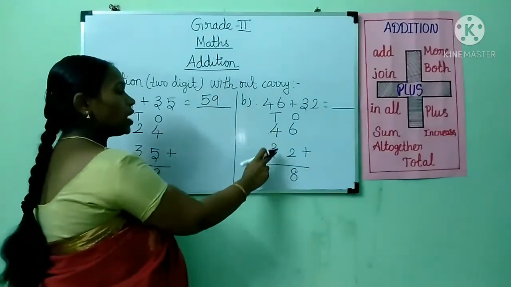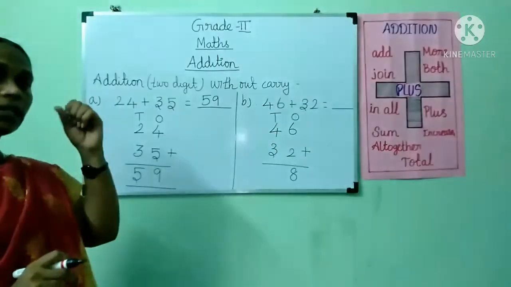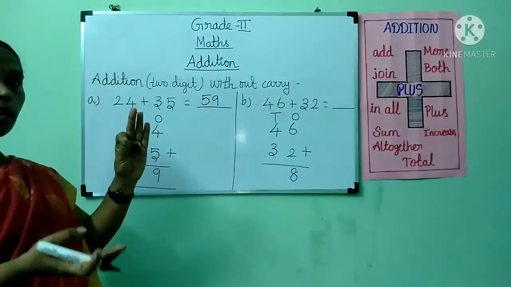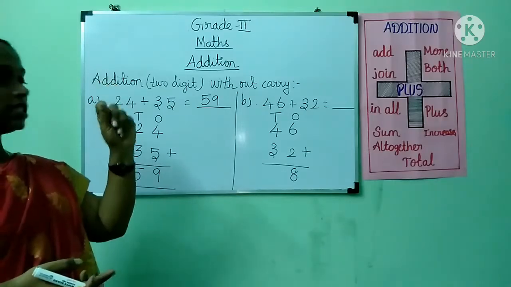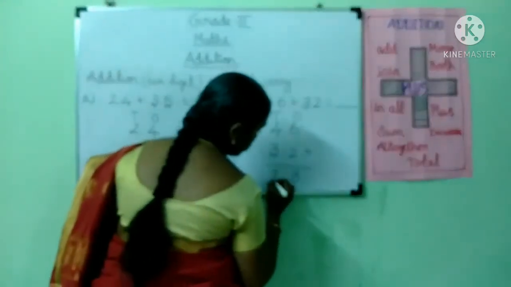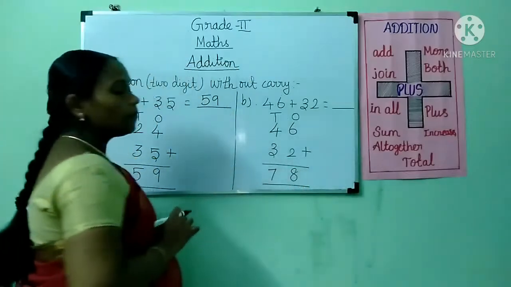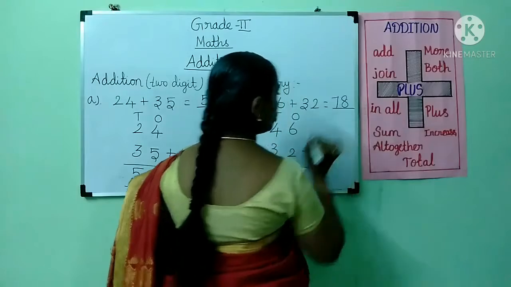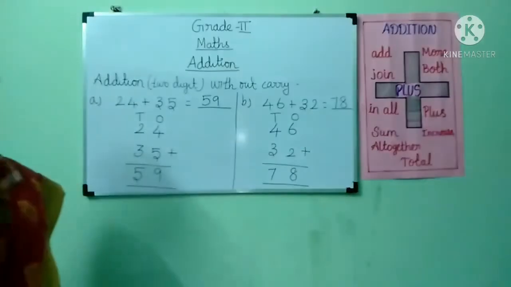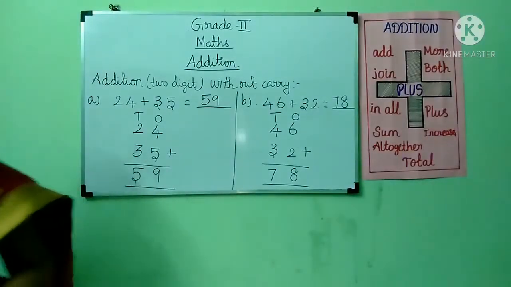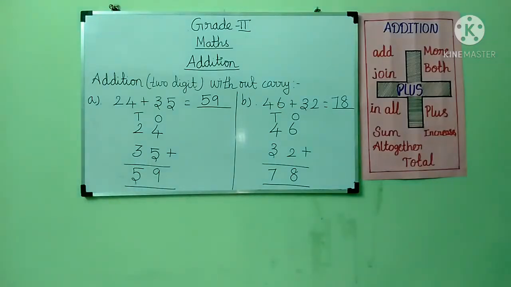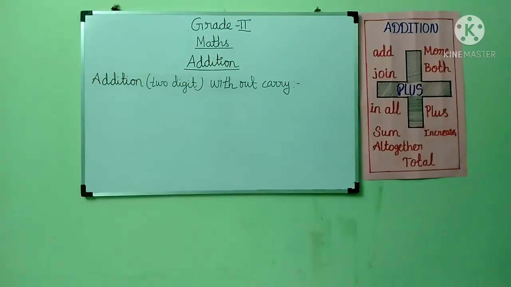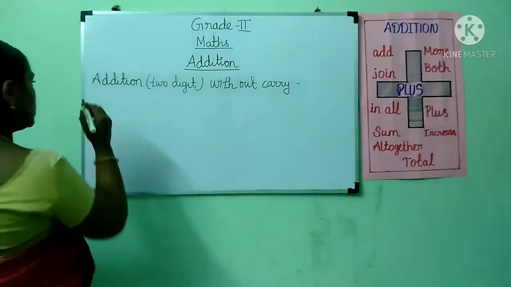Next, tens place, 4 and 3. So 4 in the mind, 3 in the finger. 4 after 5, 6, 7. So write 7. What is this answer? 78. Are you clear, children? How to add this 2-digit number? Okay. Next, third sum. See.